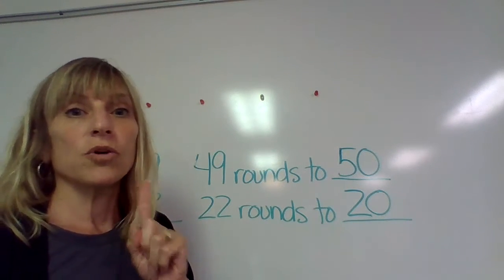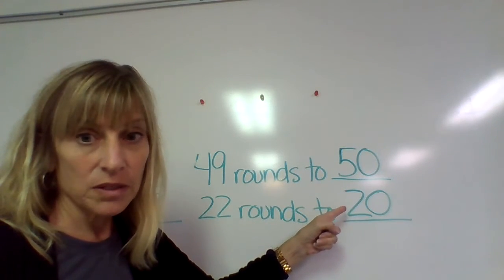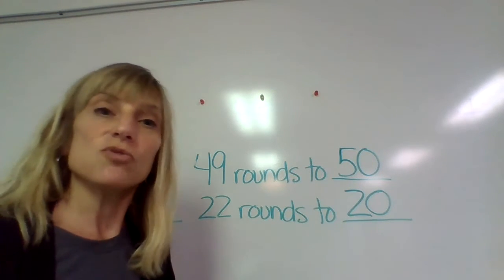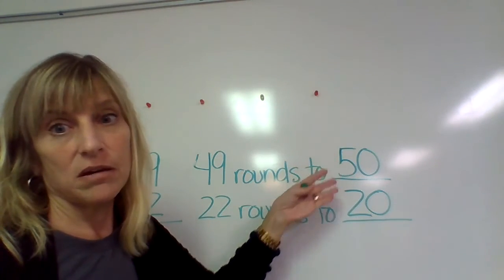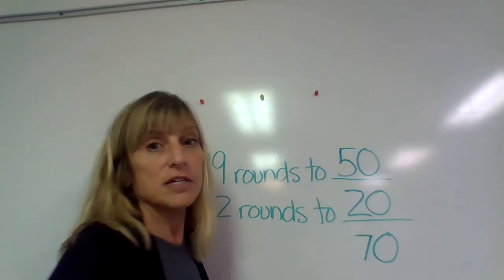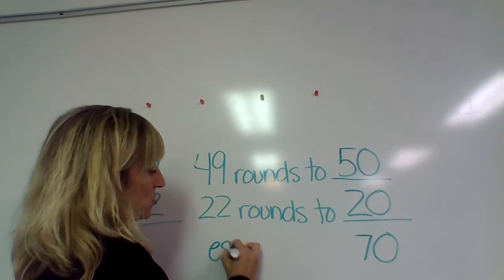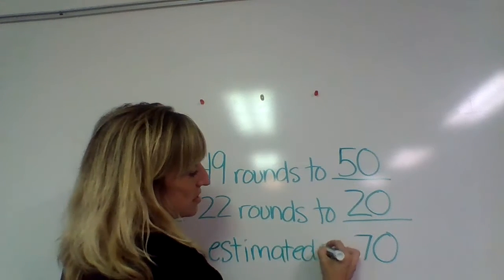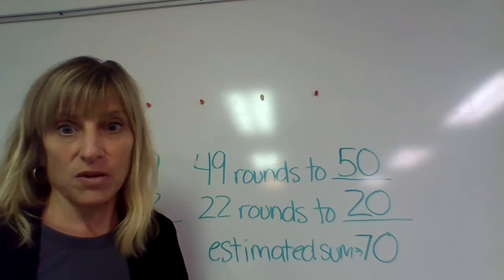Now we're going to add 50 and 20 together. And adding the rounded numbers is easy because you all should know how to count by tens, okay? So we're adding 50 plus 20, and that is 70, okay? So on the bottom it says your estimated sum is 70. Okay, that's how you do that.